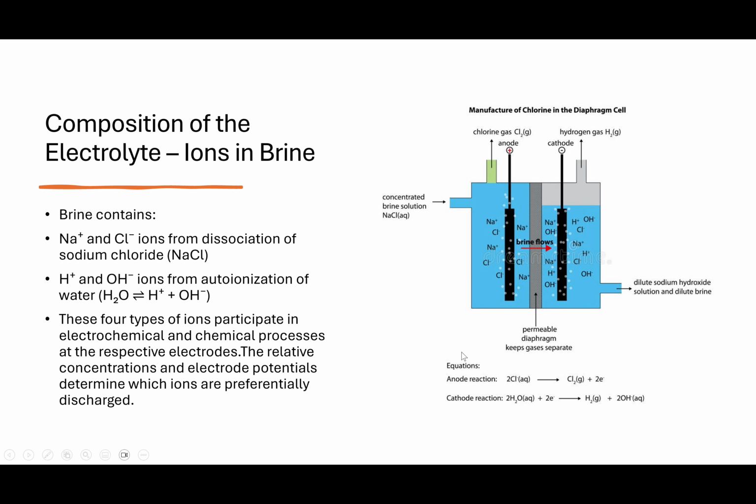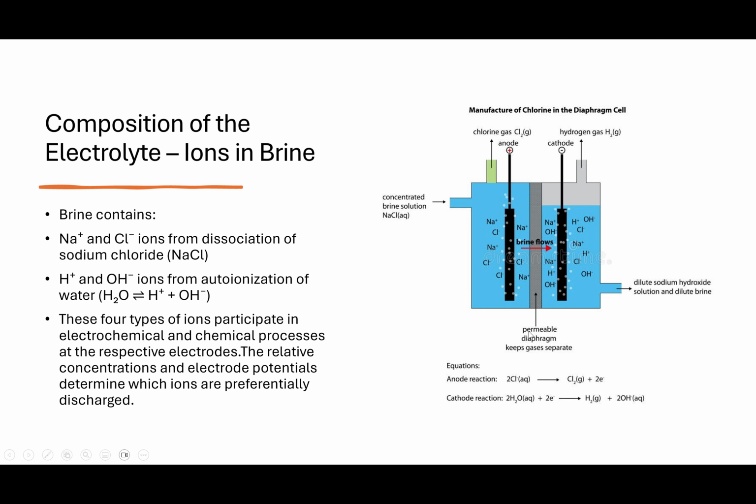So, the composition of the electrolytes, the ions in brine. Brine contains sodium and chloride ions from dissociation of sodium chloride. It also contains hydrogen H+ and hydroxide ions from autoionization of water. So we have these four components here, and these four components will participate in the electrochemical and chemical processes at the respective electrodes.